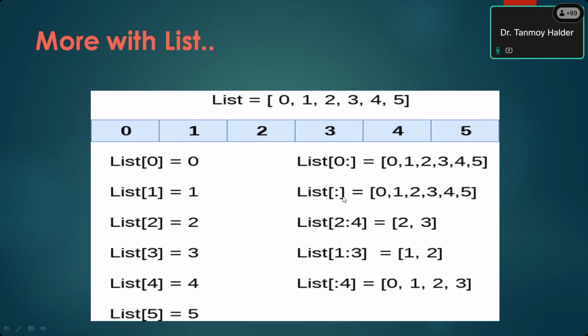In the second example, I have used no starting argument and no ending argument. So easily we can guess that the starting argument will also be default and the ending argument will also be default. All the values will be printed starting from 0 till the end.